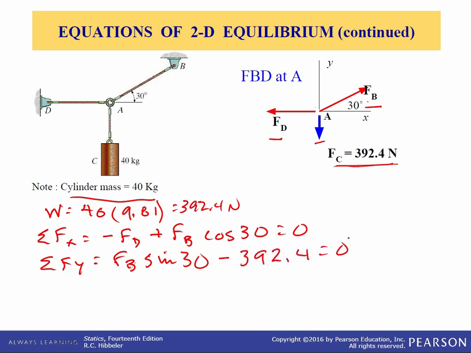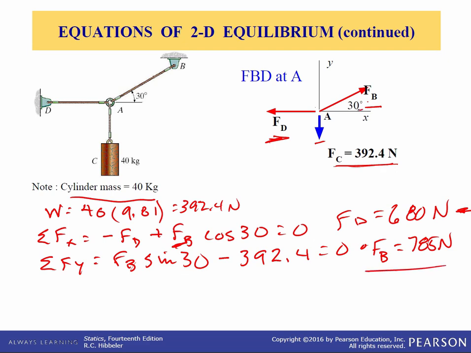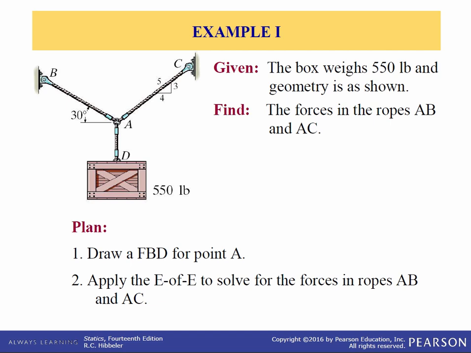It's equal to 0. So from the second equation right here, we can get that FB is equal to 785 newtons. And then we plug that in right here and solve for FD, and FD comes out to be 680 newtons. Now they both came out positive, so that means we assumed the sense of the direction correctly. So FD is pointing to the left, as you see here, and FB is in the first quadrant, as you see here.